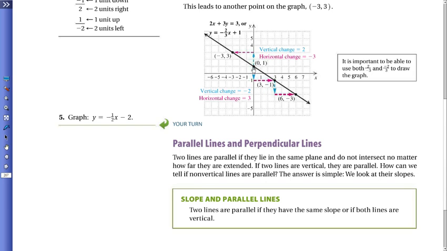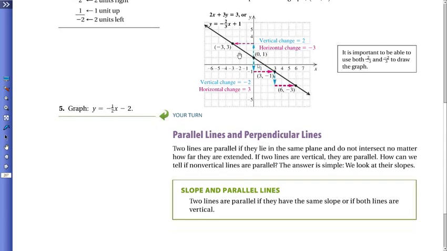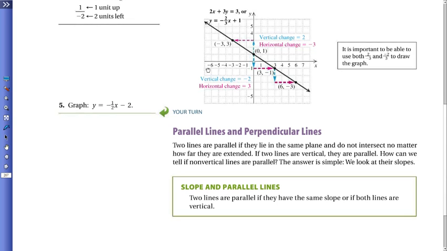Well, I could go the other way. I could go -2 over +3. If I go down 2, that's a -2, and to the right 3, that's a +3. I end up with another point on this line of all the solutions for this equation.